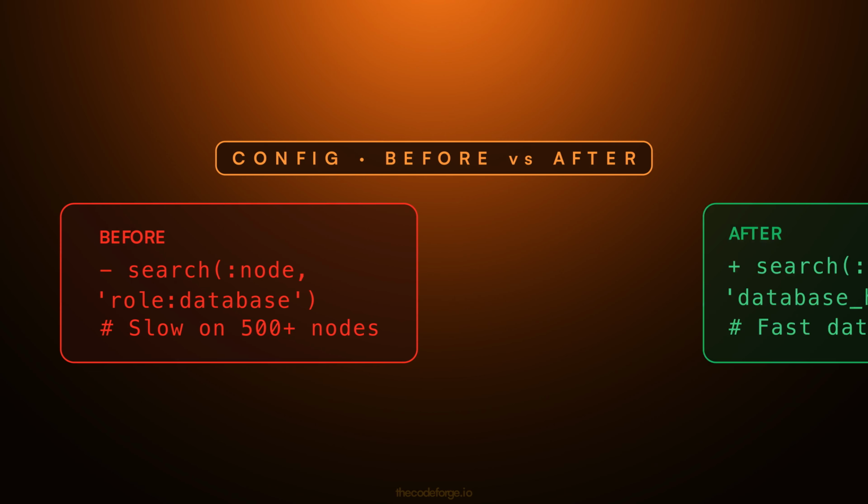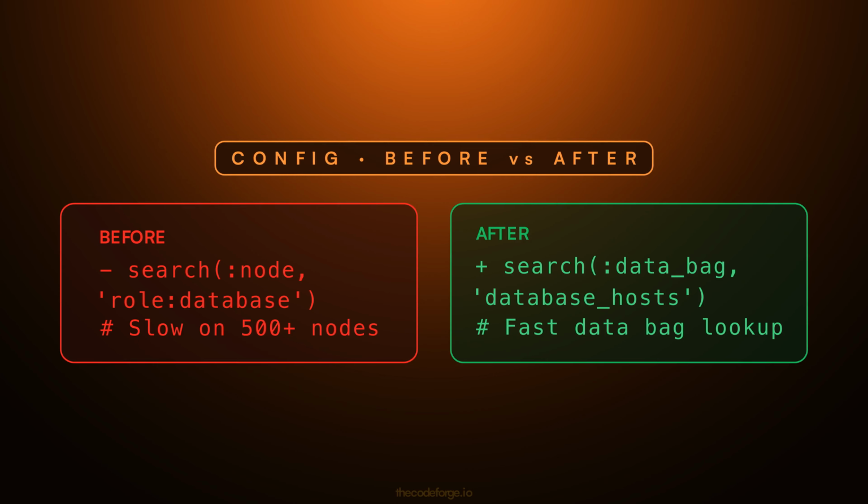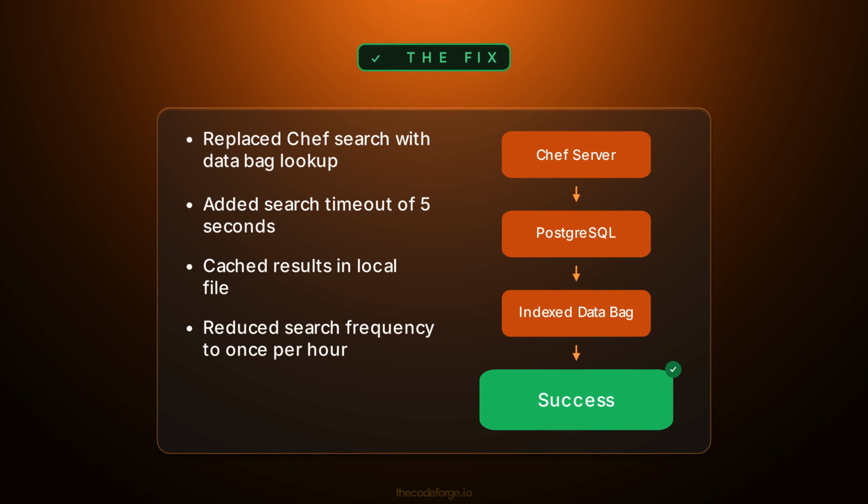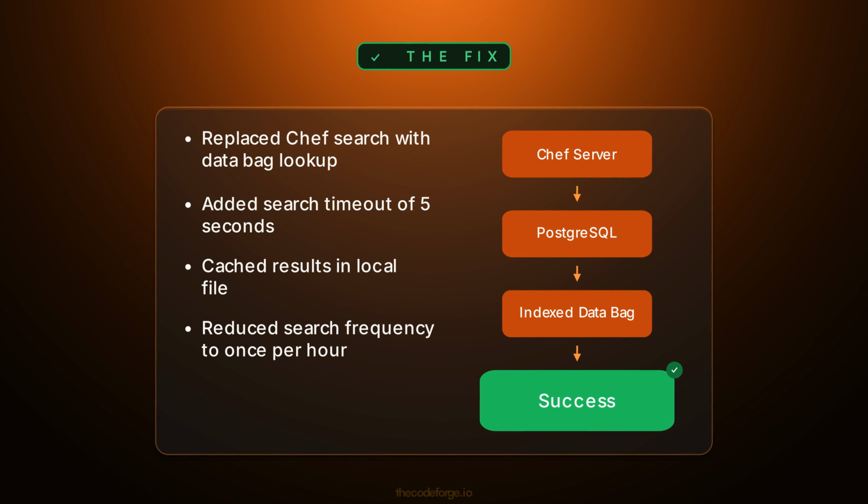The root cause was an unindexed Chef search across 500 nodes, which caused PostgreSQL timeouts. The search query scanned all nodes without an index, overwhelming the database. The fix was to replace Chef search with a data bag lookup, which is indexed. We also added a search timeout of 5 seconds and cached results locally. This reduced search frequency from every Chef run to once per hour, eliminating the bottleneck.